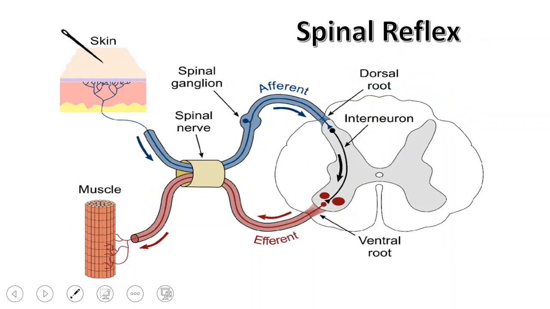Spinal reflex. Spinal reflex is an involuntary, fast, protective process. So a message is detected by receptors in the skin, like in this example. It goes through the sensory nerve, spinal ganglion, afferent into the spinal cord, into the gray matter. We have interneuron, then directly motor neuron, efferent to the muscles. So it's called reflex arc as well.